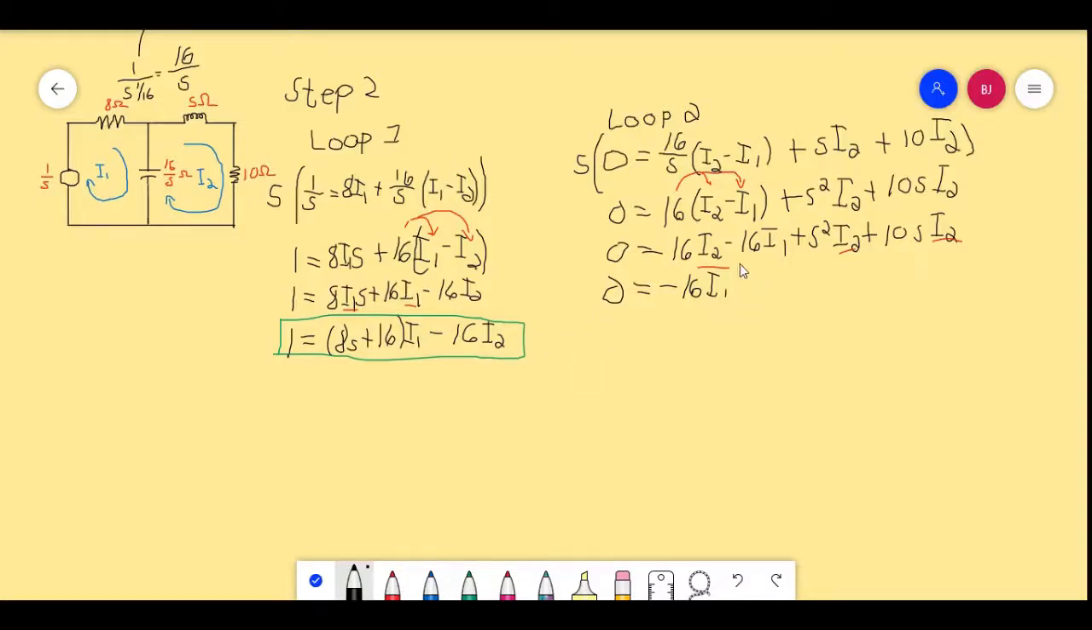Okay. Then we are able to factor out I2 on the other side. And we'll start with S squared because we have S squared, 10S, and 16. And normally with quadratic equations or with polynomials, we write it in decreasing exponent form. So we start with S squared. I won't write I2 because I2 is the one that we're going to factor out. Then we have 10S. And then we have 16.